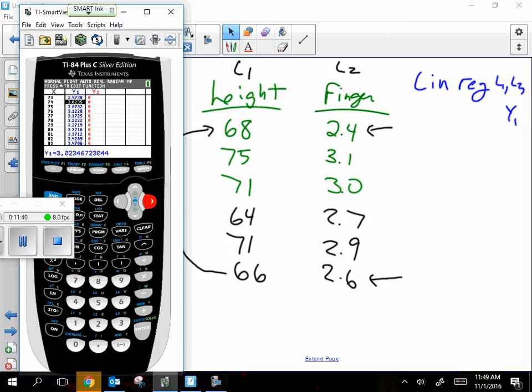So let's imagine for a moment that we just found the finger in this case. And the finger was 2.1 inches long. Could you use this equation, probably the table, to figure out for me how tall the person probably was if their finger is 2.1 inches long? So I'm going to go into my table and just basically arrow up until I find it.